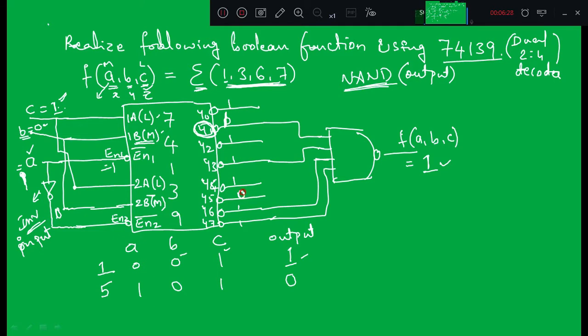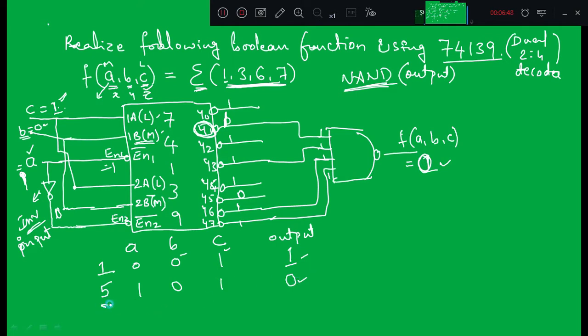Since it is 0, but it is not connected to this NAND gate. And what are the inputs for this NAND gate? All inputs are high. That means if all inputs are high, then the output of the NAND gate is 0. Right? So am I getting it? Yes, that is also correct.